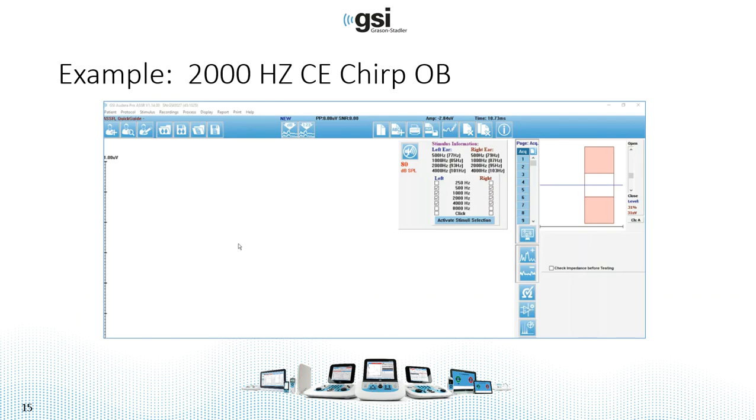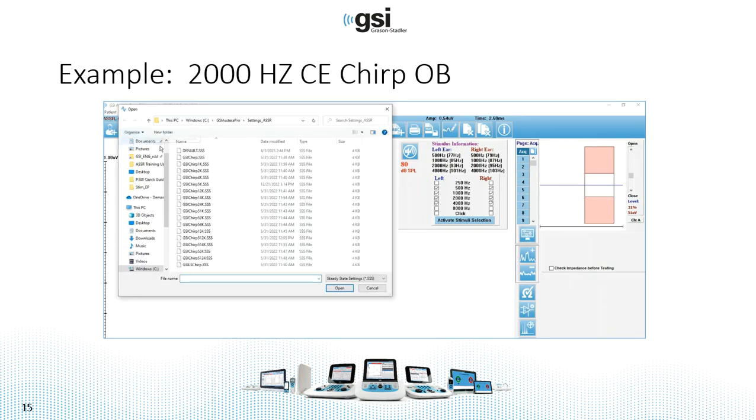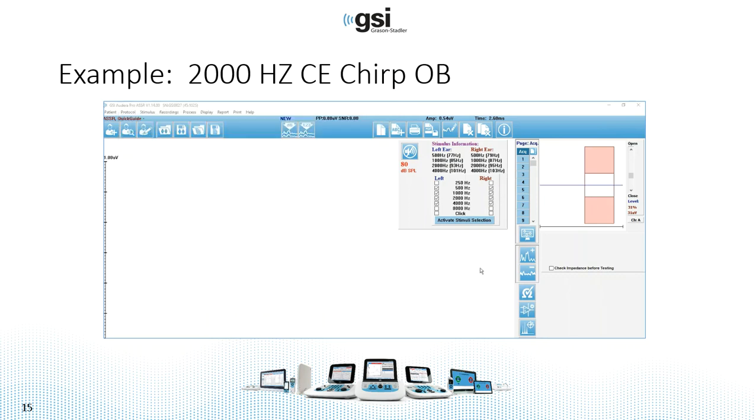Similar case, we want to select an octave band instead of a tone. So we're going to go to the Protocol drop-down menu, Load Settings, and I'm going to select the GSI Chirp 2K protocol. I'm going to open it up, wait 1-2 seconds, and then I'll see 2000 hertz appear there under the stimulus information. I can verify that I'm using the chirp by going to the stimulus drop-down menu.